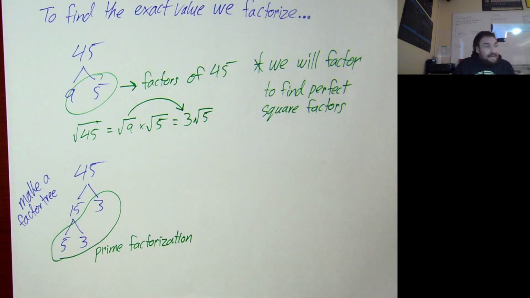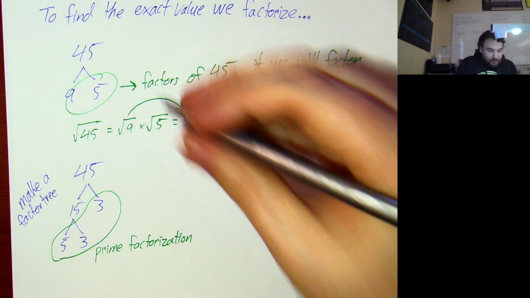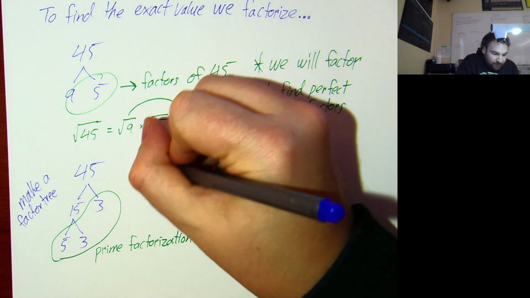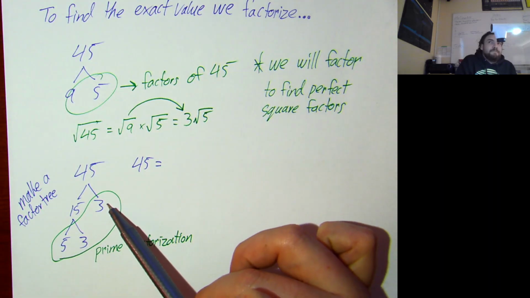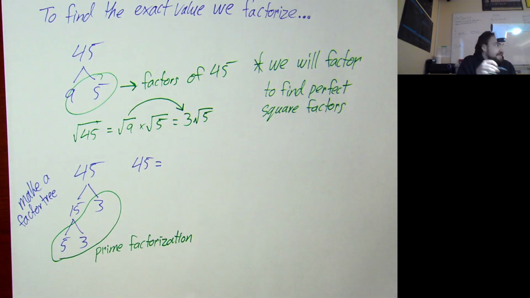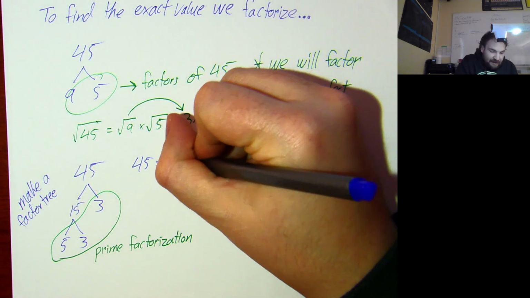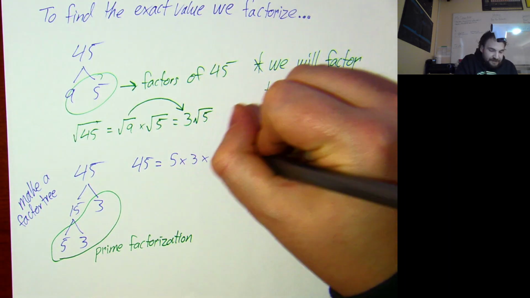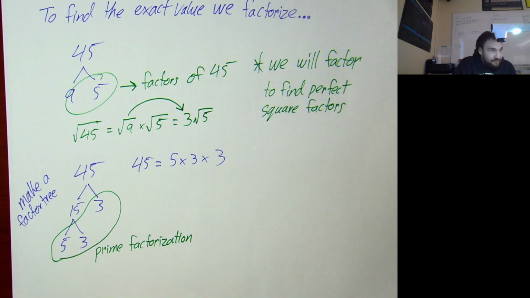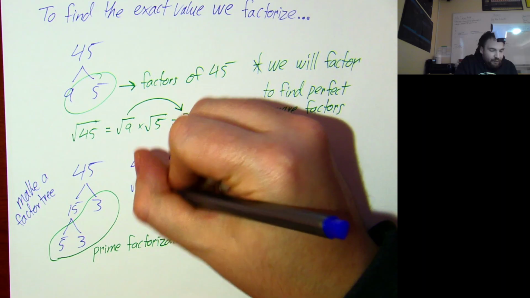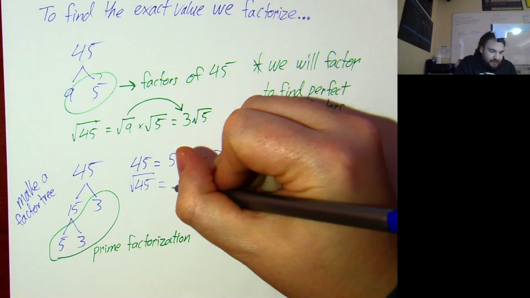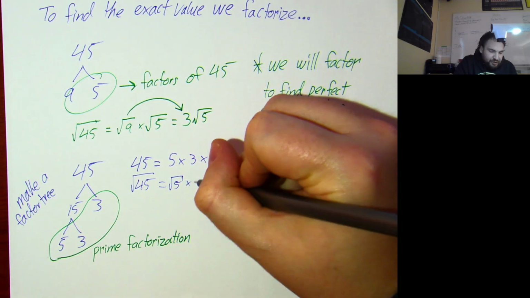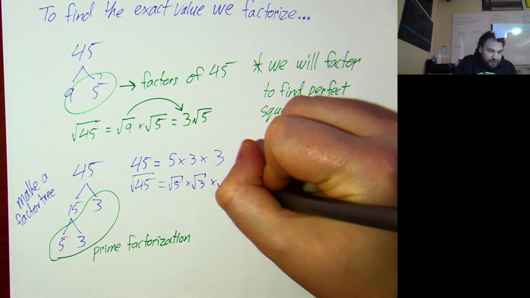And what that means is 45 is equal to all of the ends of the branches multiplied together: 5 times 3 times 3. Yes? We cool with this? So the square root of 45 is going to be equal to the square root of 5 times the square root of 3 times the square root of 3.